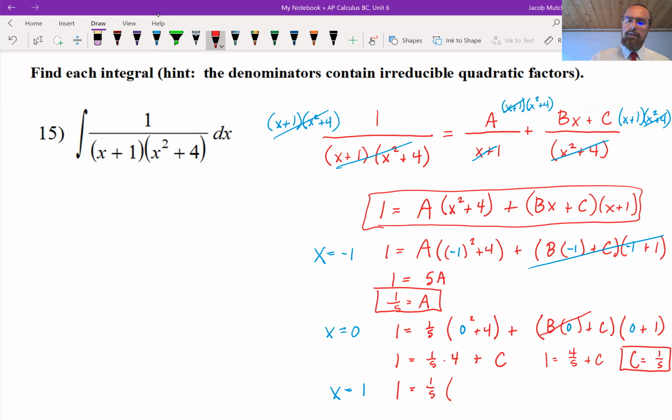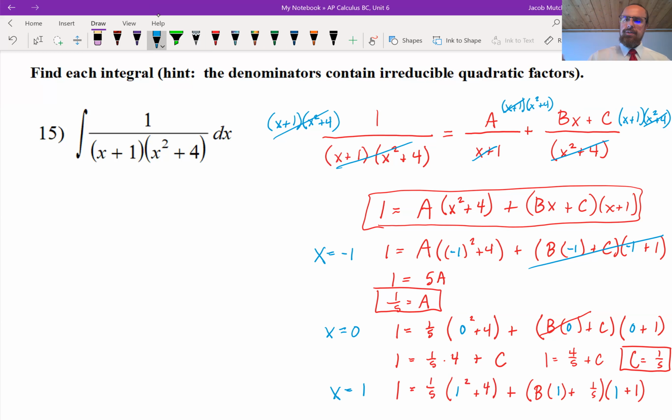times 1 squared plus 4 and plus B times 1 plus C is 1/5 times 1 plus 1. And this will allow us to solve for now B.